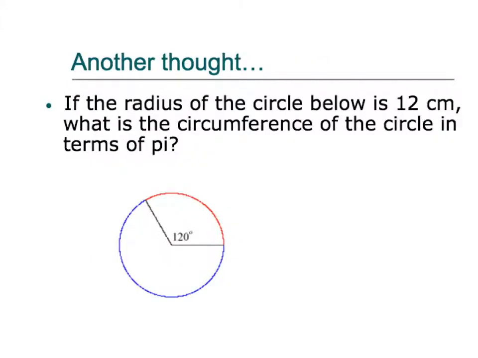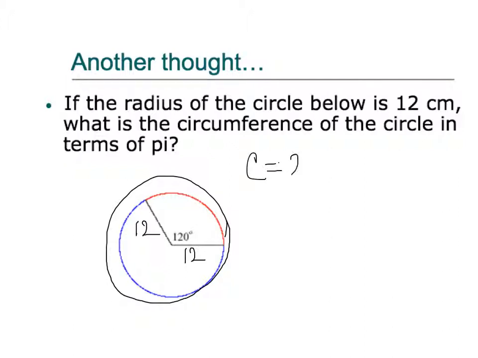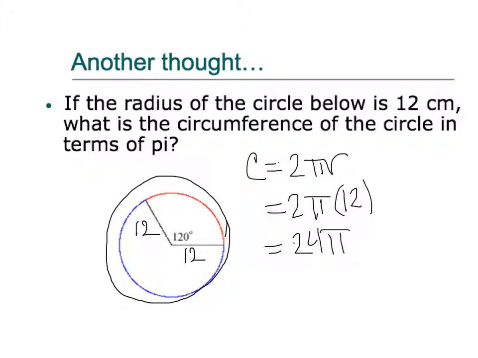Another thought. If the radius of the circle below is 12 centimeters, so here's my radius, what is the circumference of the circle in terms of pi? What is the circumference of the circle? I'm not asking you to tell me it's 360 degrees. I want the actual measurement. Again, circumference equals 2 pi r, and I'm using r in this situation because they've given me r. I have 2 pi times 12, and so I have 24 pi is the circumference of my circle.